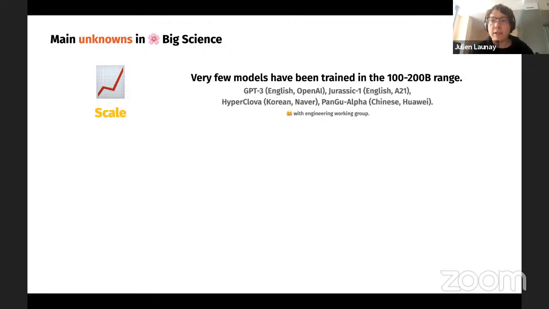So you don't actually have that many technical and training details in the papers for these models. There is no open knowledge of how to train these very large models. And essentially, BigScience is figuring out this knowledge and making it available in the open. So it's a very interesting endeavor, and this is in total cooperation with the engineering working group.